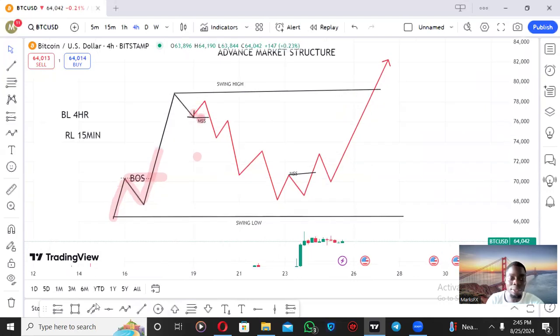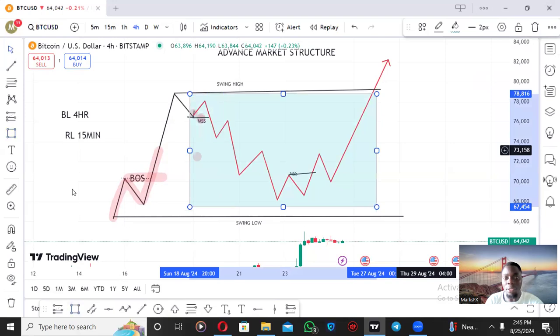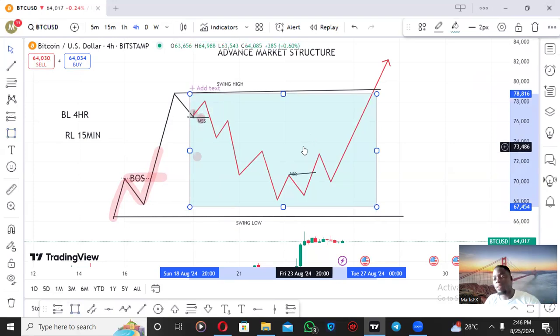Now, all these things you see within these structures, between the swing highs and swing lows, are called internal structures. Write it down. They are called what? Internal structures.